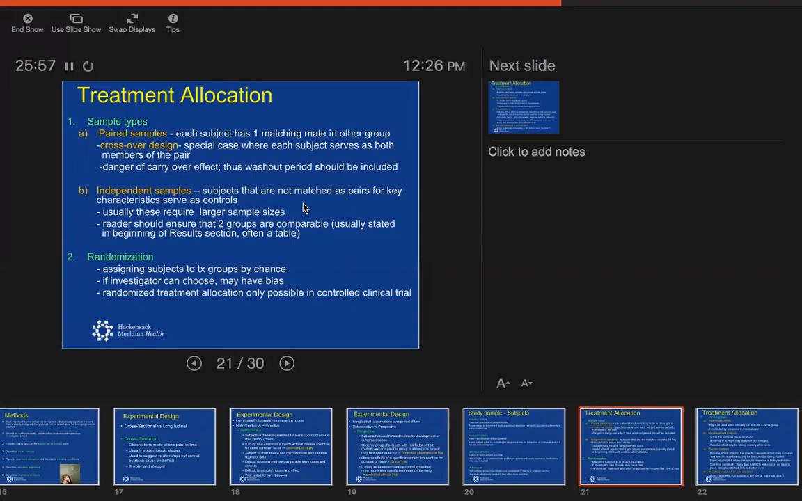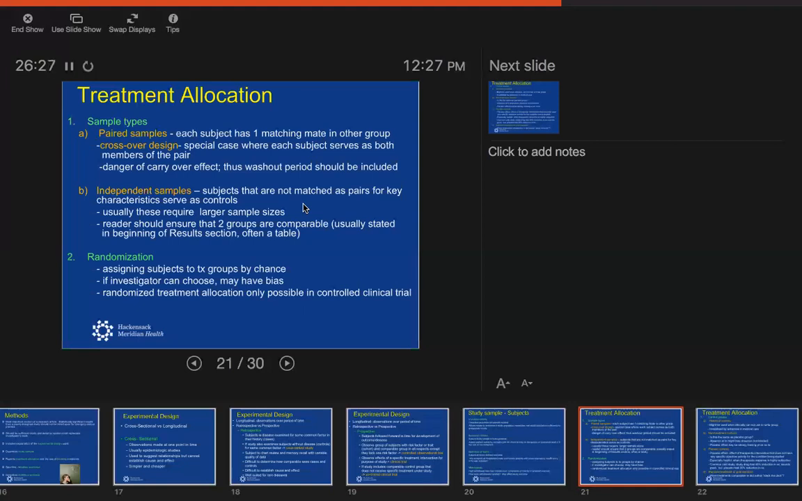In some situations you can do it. But if you see that, you want to make sure that there's been sufficient time between when the subject got one treatment and got the other, and there's no carryover effect. And also there's no learning curve, where the subjects have to do some task and would have learned something or had some experience the first time they did it that may influence the second time around.